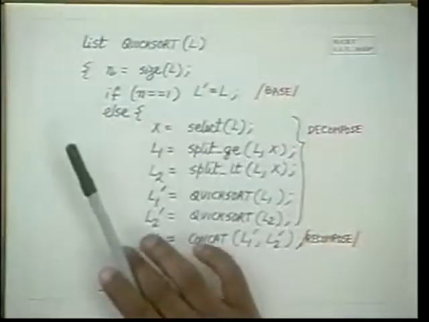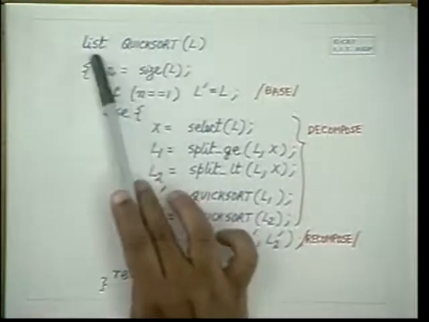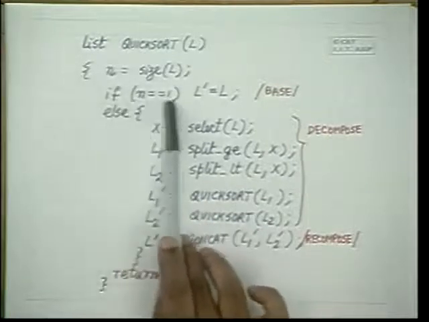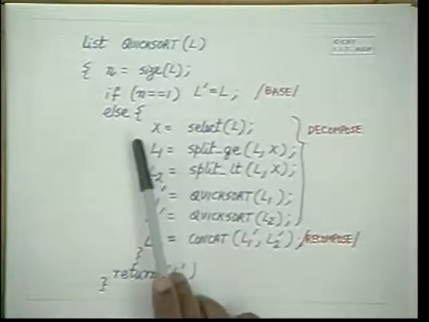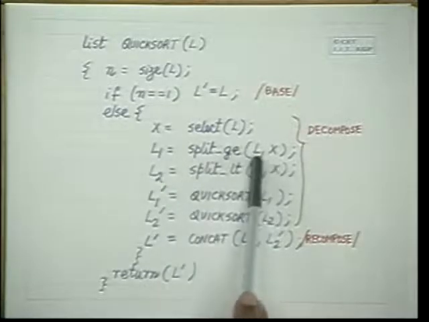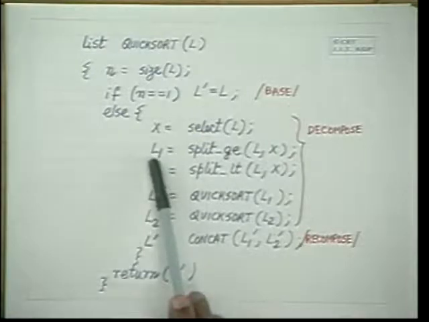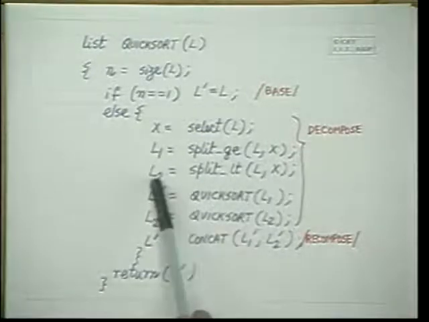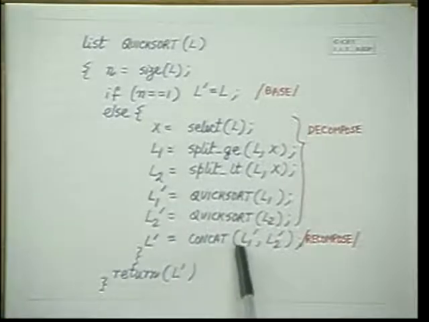Let us recall the original quicksort algorithm. The quicksort algorithm took in a list L and returned a sorted list. Similarly, the base condition was if the size of the list was 1, that list itself was returned. Otherwise, we selected an element X from the list and we split this list L based on this element X into two parts, L1 which is greater than or equal to, and L2 which is less than. Then we quicksorted this and we quicksorted this, and we realized that if we just recompose by joining them up, we are going to get back the final sorted result.